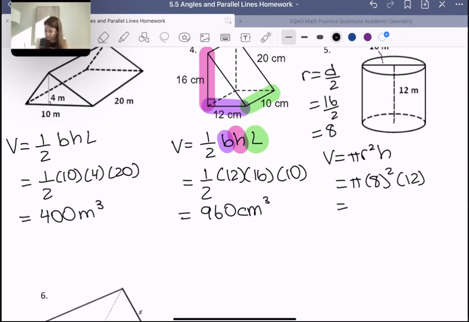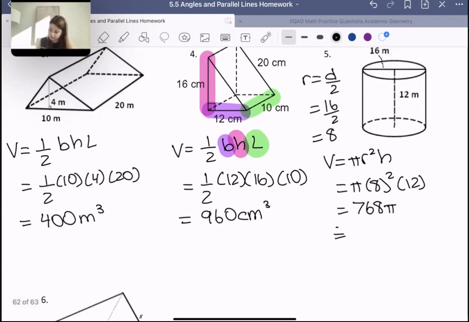So if we do 8 squared, which is 64, times 12, we're going to get 768 pi. And then that's going to be our exact answer. But what about our approximate answer? If we multiply that by pi, or 3.14592, we will get 2,412.74 if we round to 2 decimal places, and that's cubic meters. So there we go.